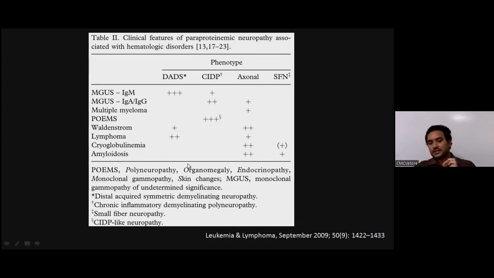And there are small differences, I'll show you. Waldenstrom's is usually axonal. Then cryoglobulinemia and amyloidosis, those are all axonal phenotypes.